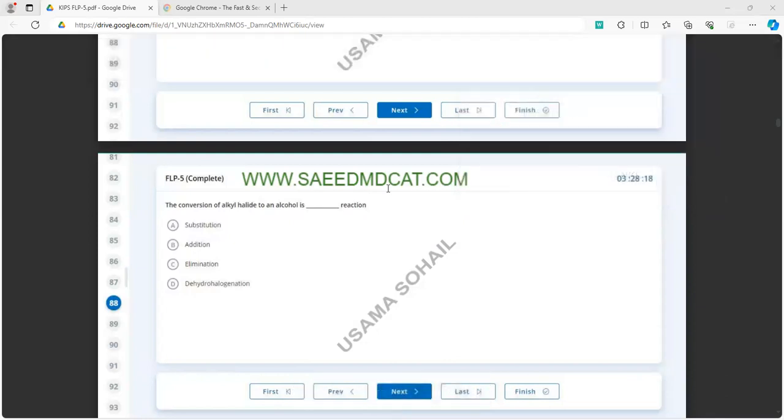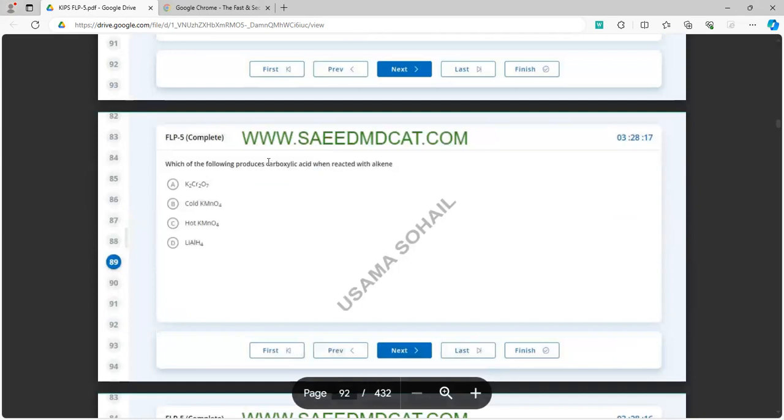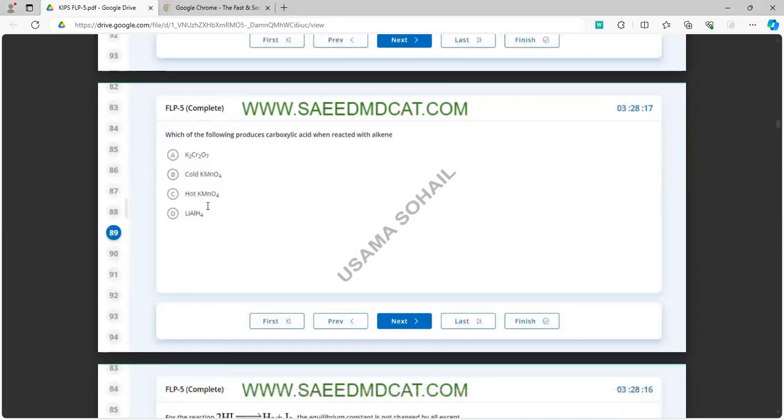Now, in question number 88, when we convert an alkyl halide to an alcohol, it's a substitution reaction because the OH group is substituted, and addition reactions only occur in alkenes. Now, in question number 89, you should know that hot potassium manganate is used to produce carboxylic acid from an alkene. Why is it hot? Because hot potassium manganate provides it with activation energy, which isn't available with cold potassium manganate.